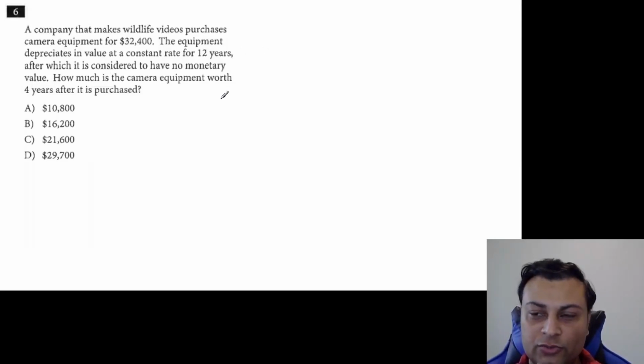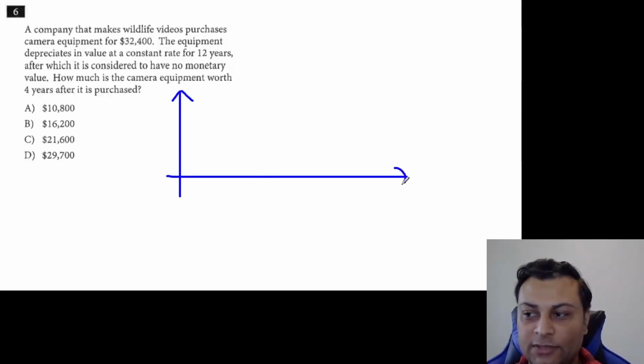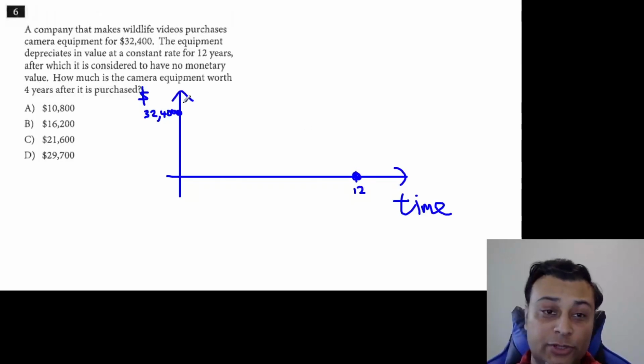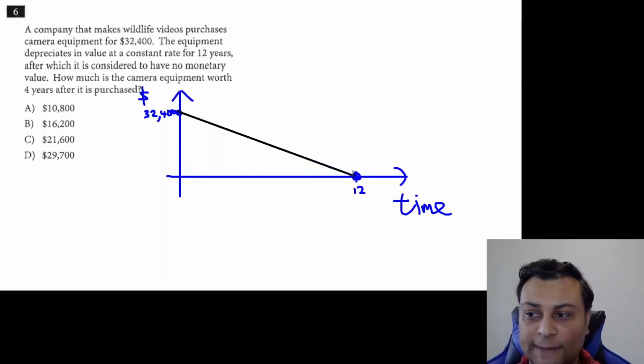So one thing we can do is explain what's going on. So this is time in years, and this is dollars. And so when they first got the camera, it's worth $32,400. And after 12 years, it's worth nothing. And it depreciates at a constant rate, so it's a line. So here's a line. And so the real question is, what's it worth after 4 years, which is here?